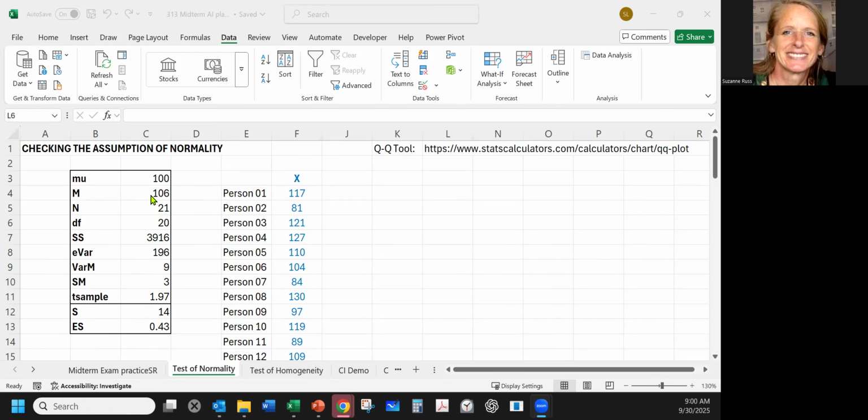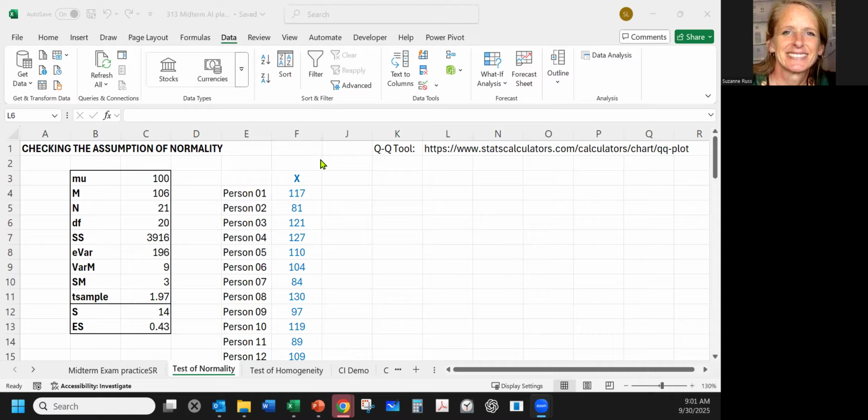Those scores have a mean of 100. We're comparing a mean of 106 with a mu of 100. And we've done all of the calculations to discover a t-sample score of 1.97, possibly significant. We haven't looked up the cutoff point yet, and an effect size of moderate strength at 0.43.